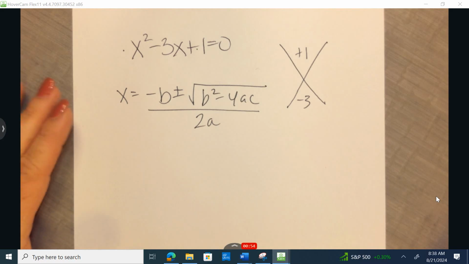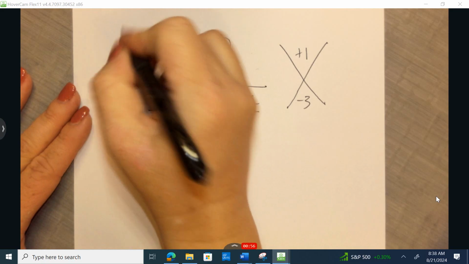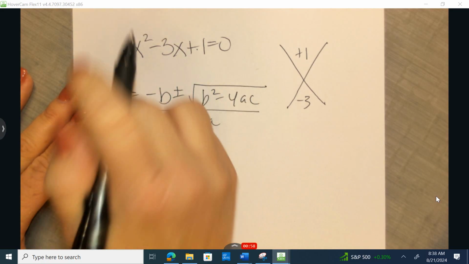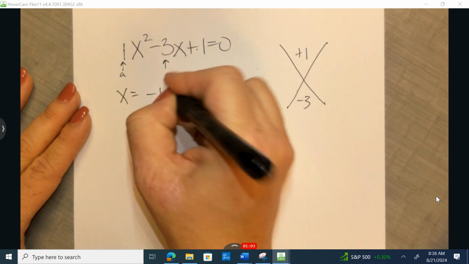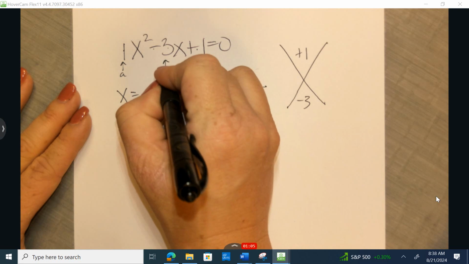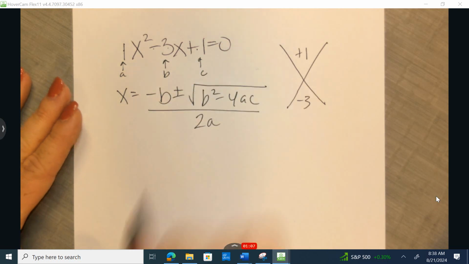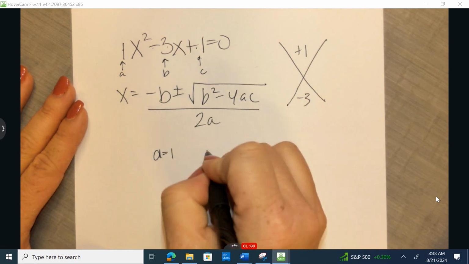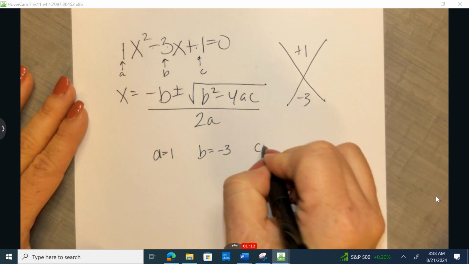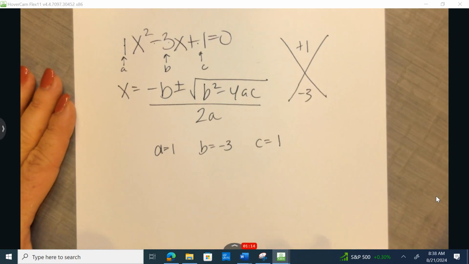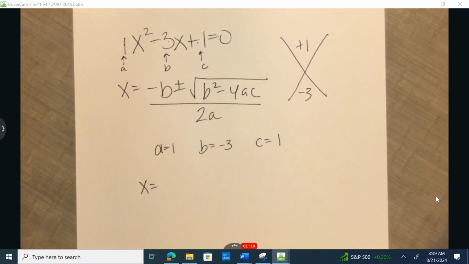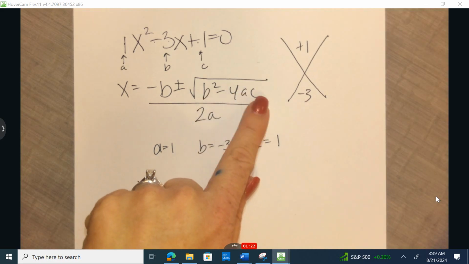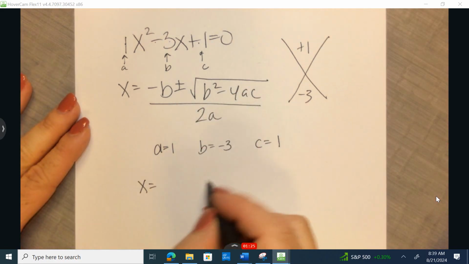Okay. So where do I get the values for A, B, and C? Once we have them all on the same side, A is going to be the value in front of the x squared, B is going to be the value including the sign in front of the x, and C is the value all by itself. So A is 1, B is -3, and C is +1. And really, the only difficulty I see students having is in simplifying the radical. So let's get started. I'm going to go through this a little bit faster.